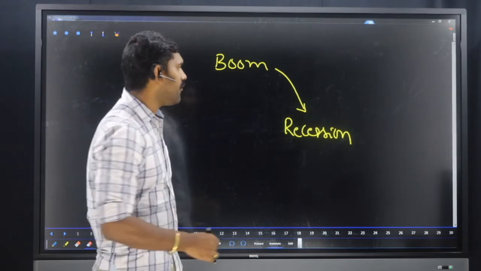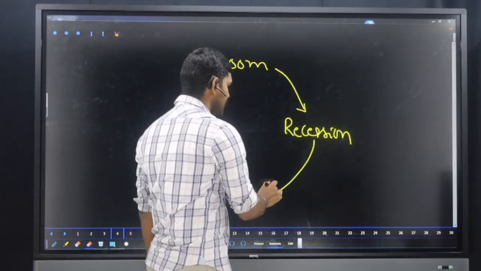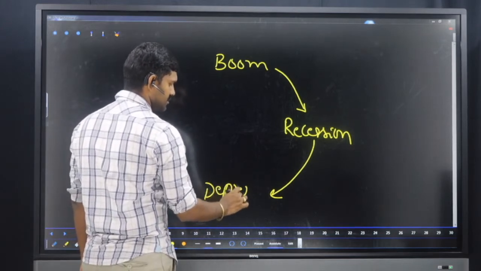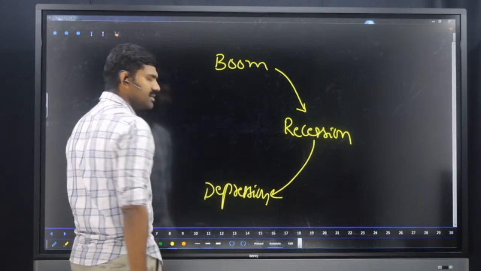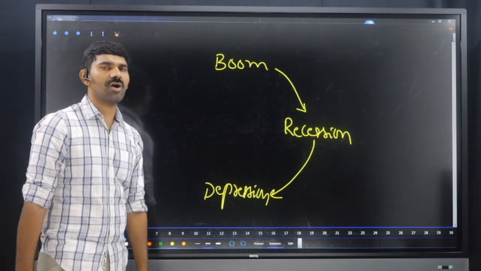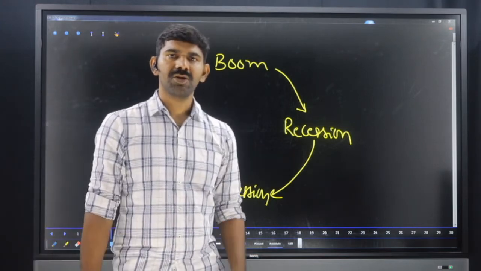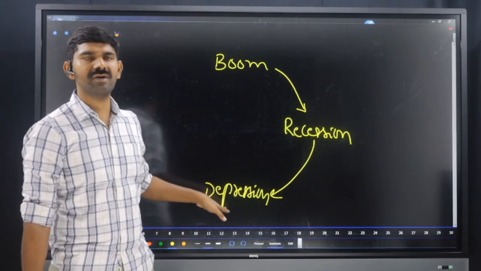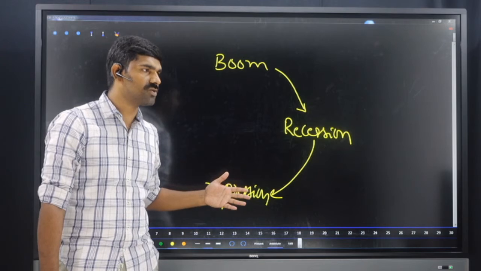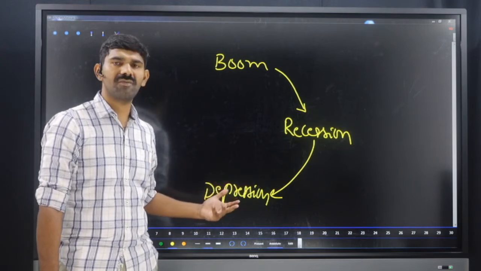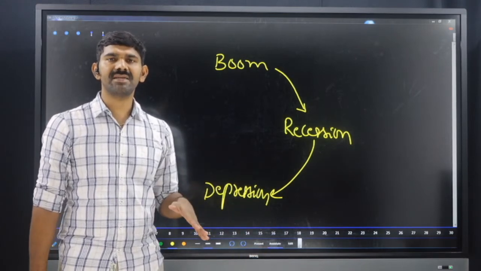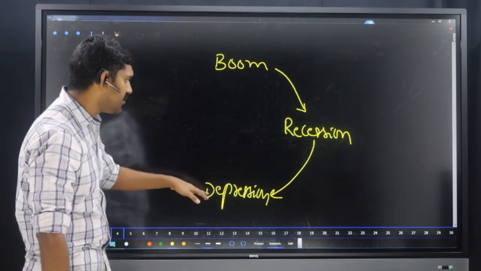Now when recession is not controlled, it will result in something called a depression. Depression is the worst state of the economy. That is nothing but today's economy. Today's economy is an ample example of depression, because in India we have gone beyond recession. We have gone to depression because everything has come down to the lowest possible. India might register a negative growth rate.